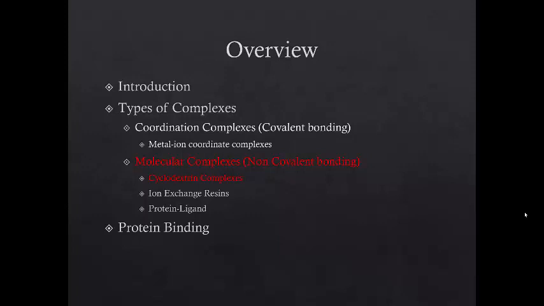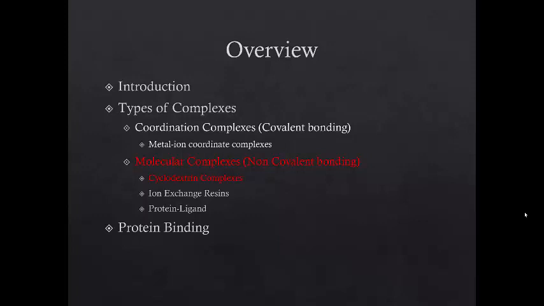Hello, here's part 2 of our complexation discussion. We've already talked a little bit about an overview of what complexes are, and the first type of complexes, which are the metal ion coordinate complexes. Now we're going to start talking about the molecular complexes, which are different because they're held together with non-covalent bonding versus covalent bonding.